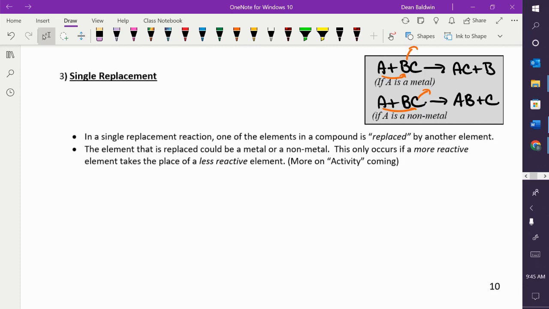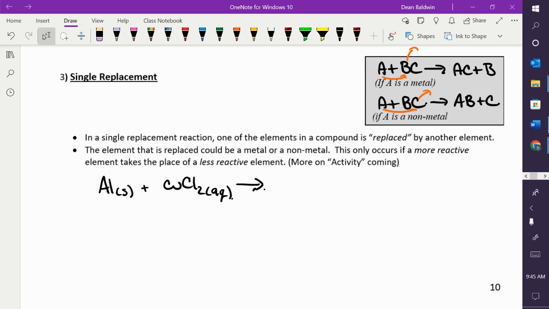So a couple of examples would be aluminum plus copper chloride. Metals kick out metals. So what's the product? What does the aluminum replace? It replaces the copper. It'll kick out the copper, so you're going to get aluminum chloride. What's the charge on aluminum? It's plus 3, and chlorine's minus 1. So it'll be AlCl3 aqueous plus copper solid.